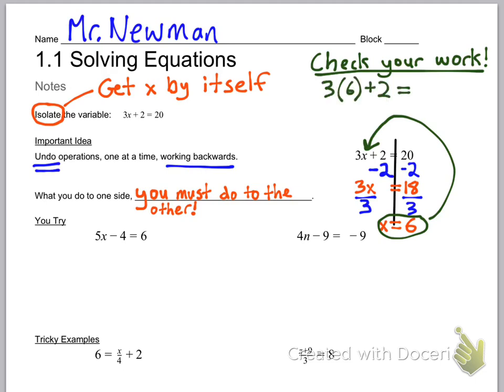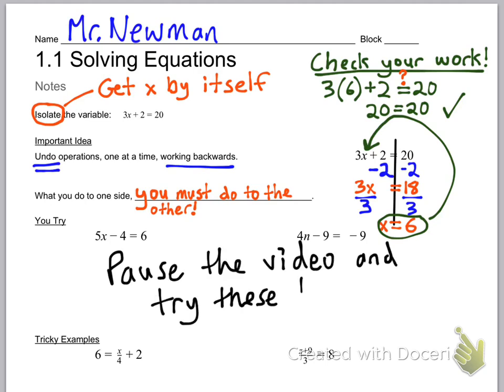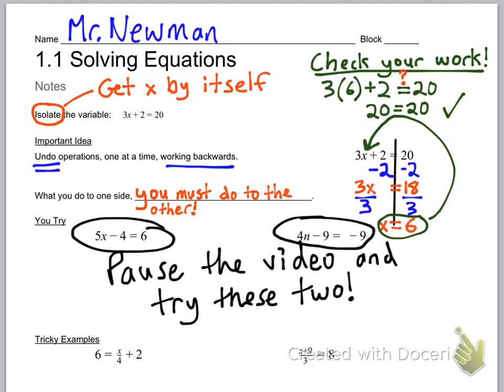So let's rewrite it. 3 times 6 plus 2. And we want to see, is this equal to what we said it was in the original equation? In the original equation, we said it's 20. And sure enough, 3 times 6 is 18, plus 2 is 20. You can type that in a calculator to check it, or just write it out, but we just checked our work and we now know that that is the correct answer. I want you to pause the video right now and try these 2 problems. Resume the video when you are done with them.